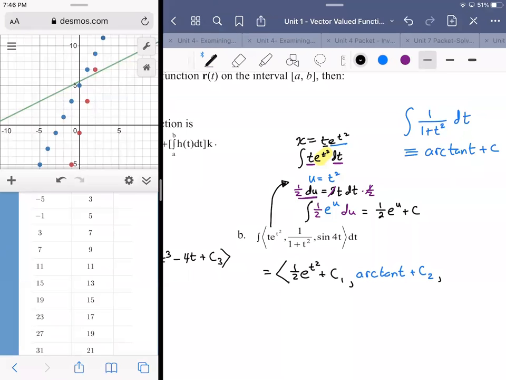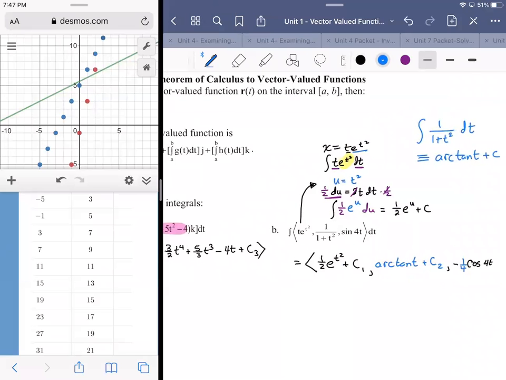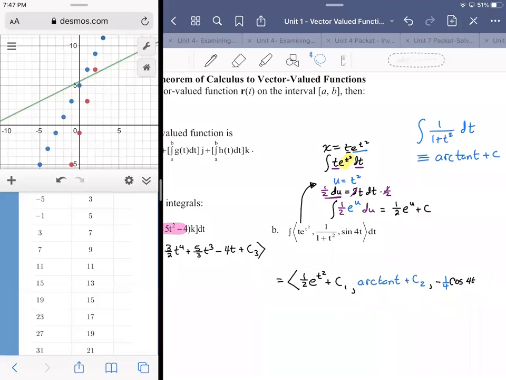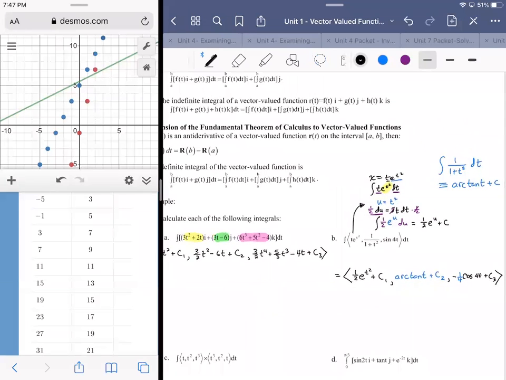And then the last component is just your antiderivative of the sine function. Antiderivative of sine is negative cosine. However, we have that 4t, so we correct for that by multiplying by a quarter. Little old school Calc 2 trick. Instead of doing u substitution for it, you just divide by whatever the coefficient is of the linear function contained within the trig function. So then that's telling me to tack on a c3, and that's my antiderivative. Right.